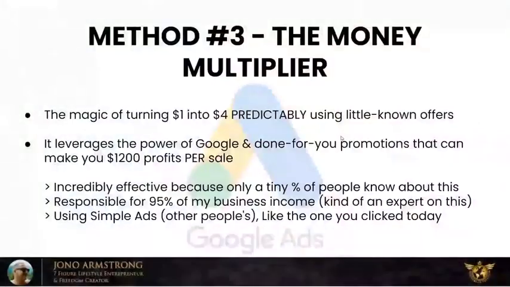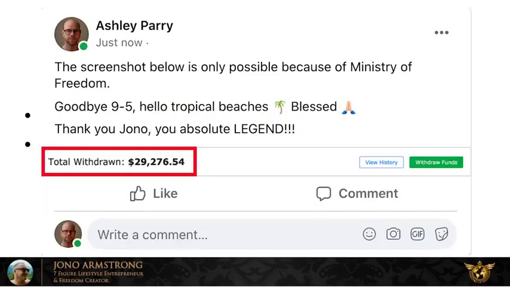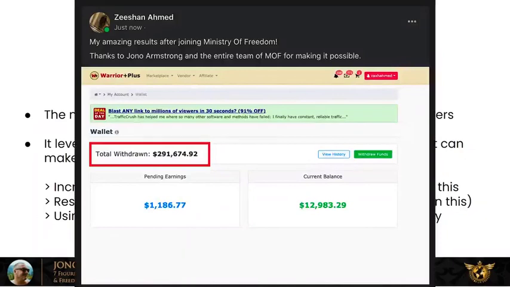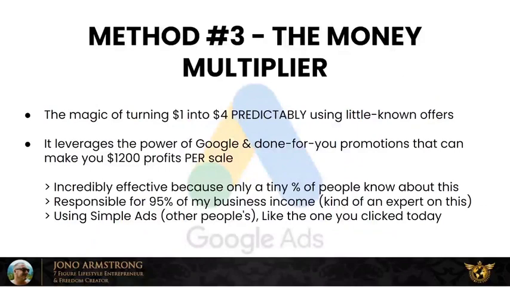We also have method number three, which is what I like to call the Money Multiplier. Now, the Money Multiplier will give you the magic of turning $1 into $4 predictably using little known high ticket offers. Now, it leverages the power of Google and done for you promotions that can make you $1,200 profit per sale. Now, it's incredibly effective because only a tiny percentage of people know about this, and it's responsible for 95% of my business income. So I'm kind of an expert on this. Now, it works by using simple YouTube ads that other people have made for you, very similar to the one that you clicked on to watch this workshop today.